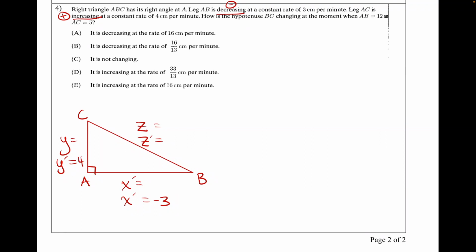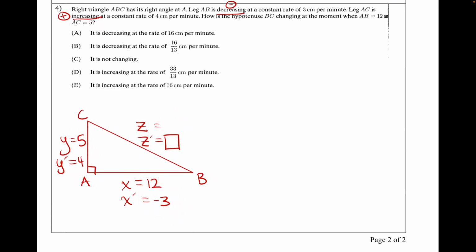How is the hypotenuse BC changing? So we're looking for a Z prime in this case. At the moment when AB, that's going to be, I have an X. Oops, I meant to do just an X instead of an X prime. That means X in this case is 12, and AC, that other leg, is 5. Okay, so we have all the pieces here. We're missing Z. So our scavenger hunt: find Z, and then we can find Z prime, right?